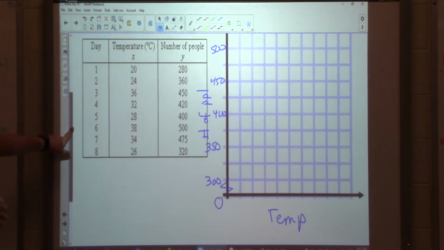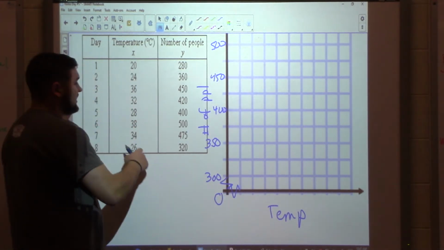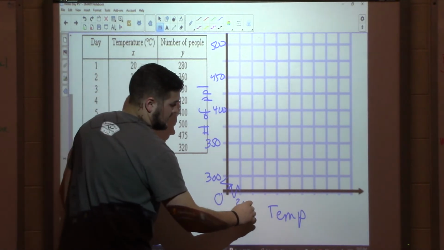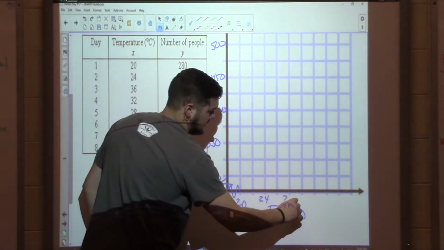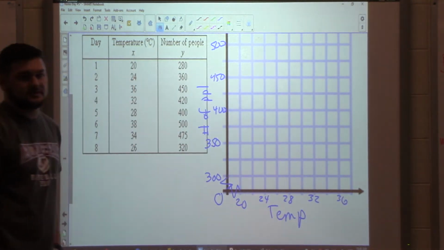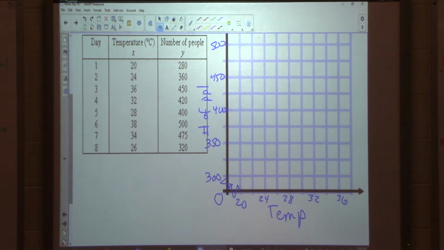I'm going to do the same thing for my temperature. I'm going to skip part of it. And I'm going to start at 20. And I'm going to go by 4s, 24, 28, 32, 36. Right? So if you're going to skip part of your graph, so you don't have to make such a big scale, you got to use that little symbol. So I know, hey, there's no data points down there, I don't need to worry about seeing anything down there.